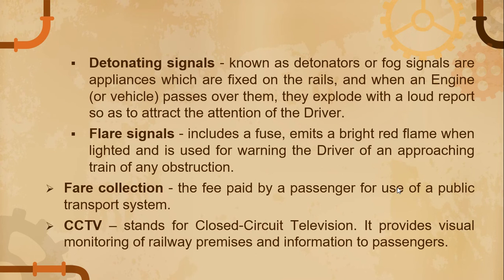So next is detonating signals, known as detonators or fog signals, are appliances which are fixed on the rail and when an engine or vehicle passes over them, they explode with a loud report so as to attract the attention of the driver. So next is flare signals, includes a fuse that emits a bright red flame when lighted and is used for warning the driver of an approaching train of any obstruction such as floods, landslides, and etc.